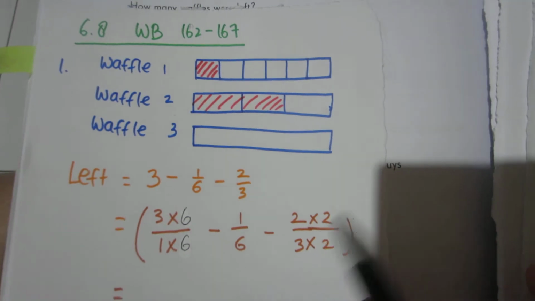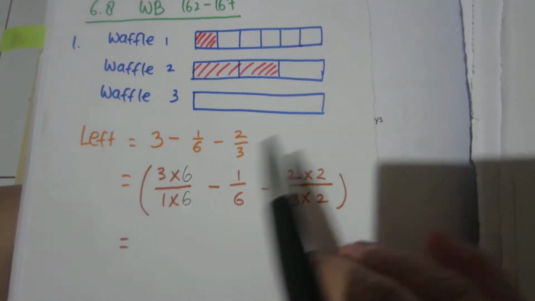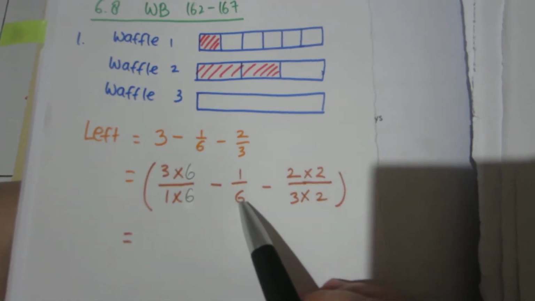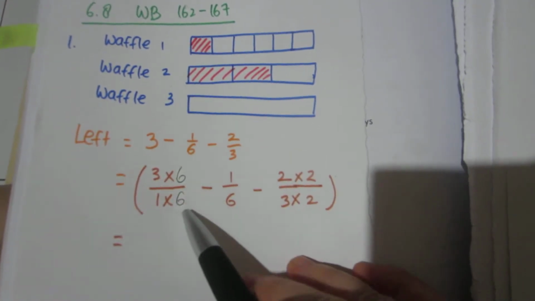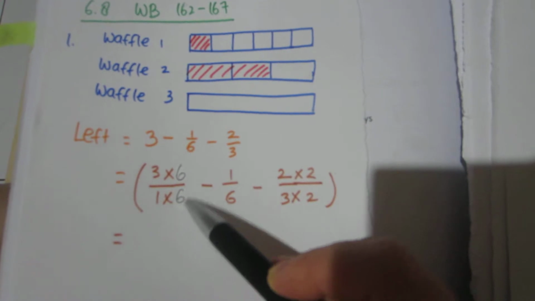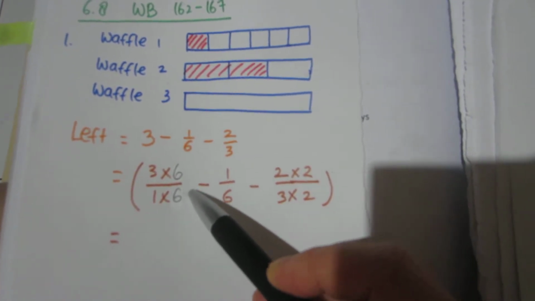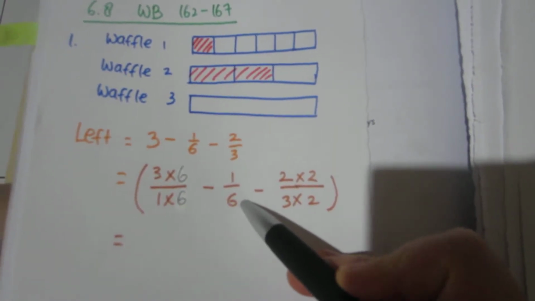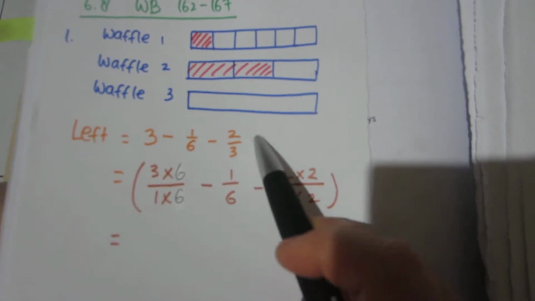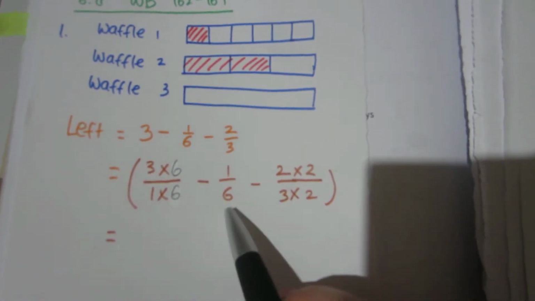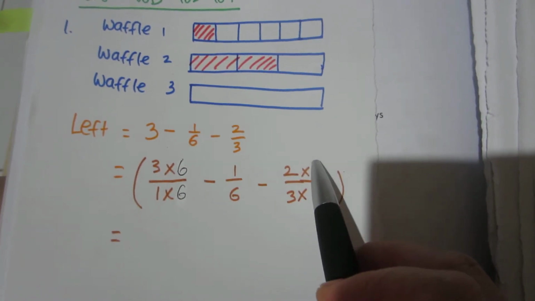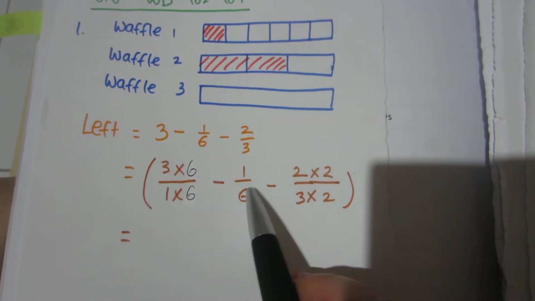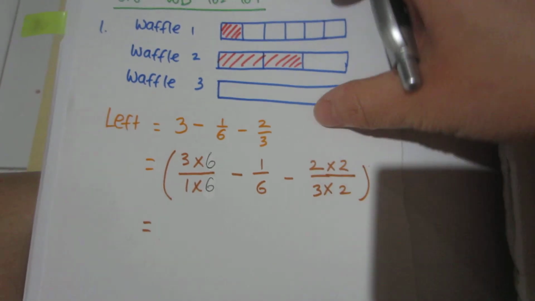So we just subtract them by changing this into the denominator of 6. This number will be the denominator of 6 when you multiply by 6 and by 6, and then you use this, still the same, 1/6 and 2/3. You change it into the denominator of 6. You multiply it by 2 and you multiply it by 2. After you get all, then you subtract it like normal.